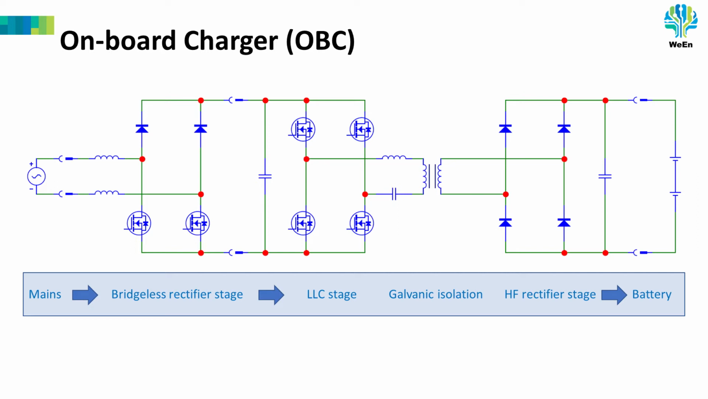On this slide, we see a schematic diagram of the onboard charger, also called OBC. This is a single-phase application. We see a bridgeless rectifier stage, which combines the rectifier bridge and the PFC. This stage delivers high voltage DC to a full bridge LLC stage with 4 silicon carbide MOSFETs. The frequency of control again determines the power delivered to the battery. On the other side of the transformer, that also delivers galvanic isolation, we see the high-frequency rectifier stage consisting of 4 silicon carbide diodes. And then there is the battery that is charged.